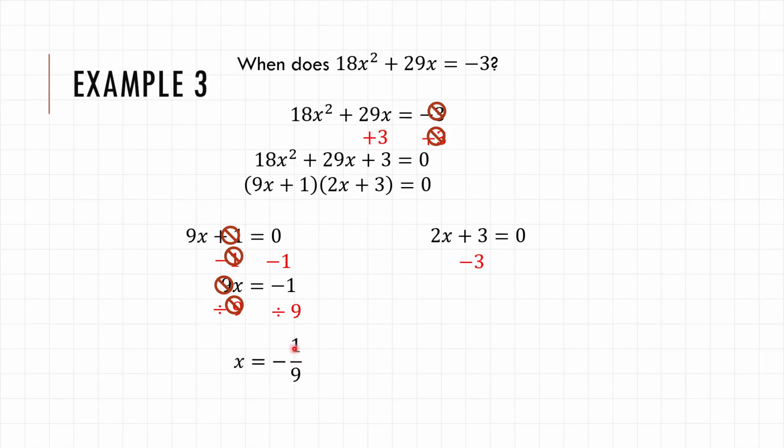So -1/9 would make this equal 0, and I can do the same steps with 2x plus 3 equals 0, just isolating x by doing the opposite operation in the reverse order of BEDMAS to find that x equals -3/2. That would make this factor equal 0. And so these right here are our two values of x that make this side of the equation equal -3.